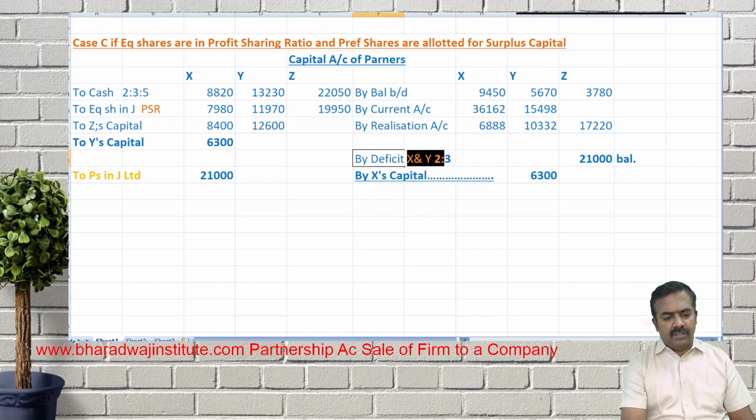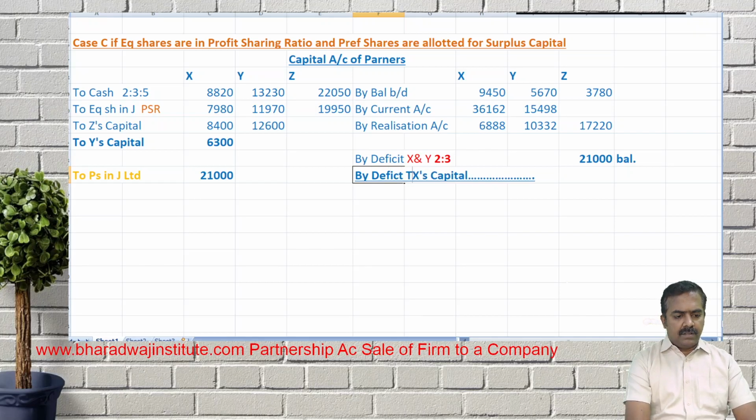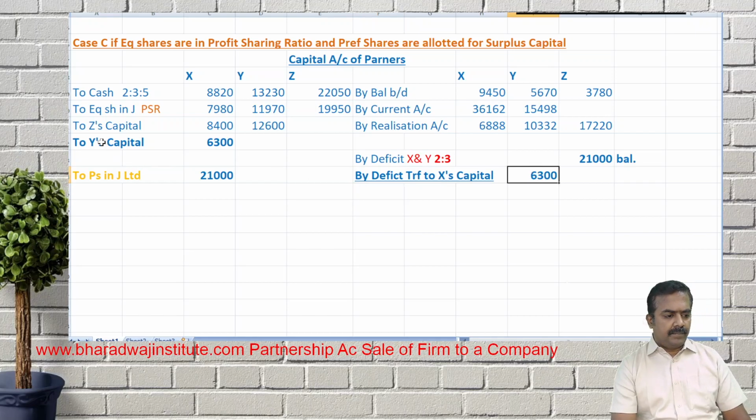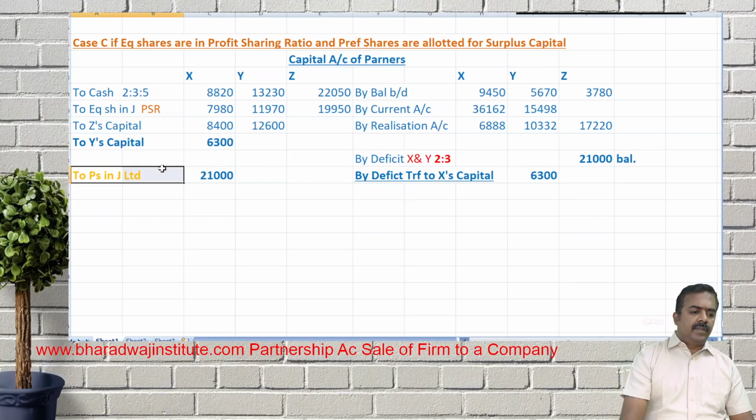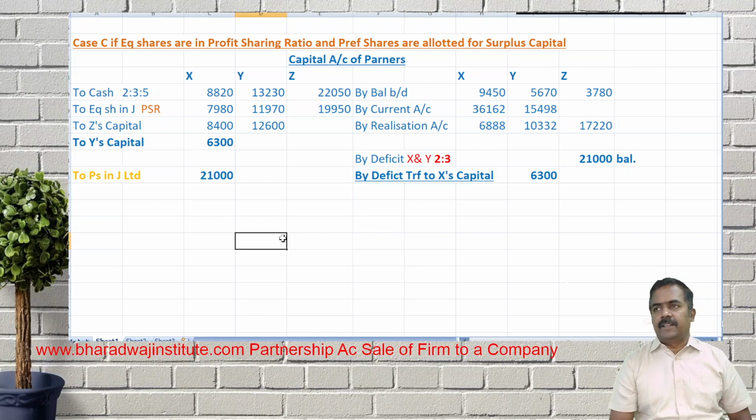Deficit X and Y will bear in 2:3 ratio first. Then after putting Z's capital or deficit, we get X's capital, that is transferred to X's capital. Then the balance surplus capital is paid off.